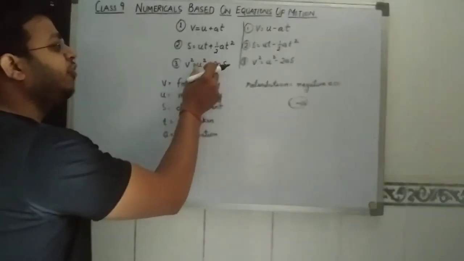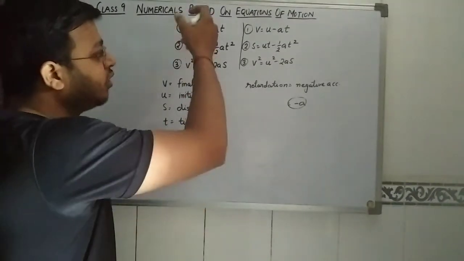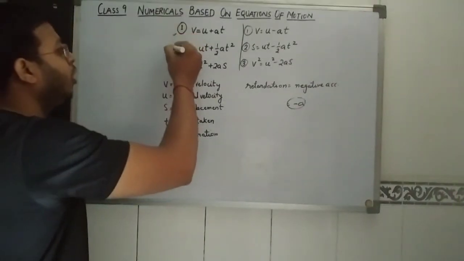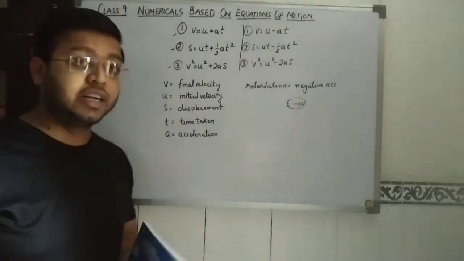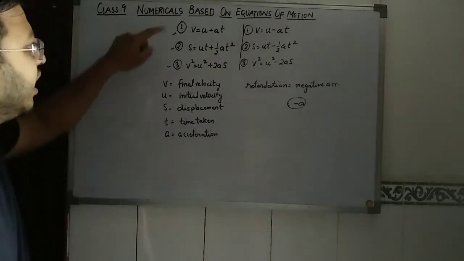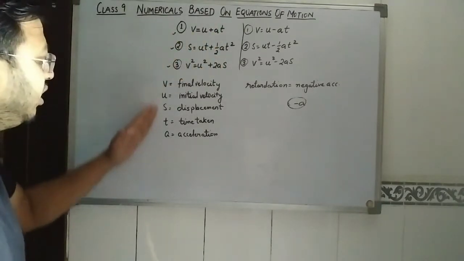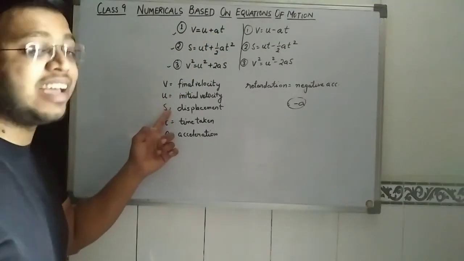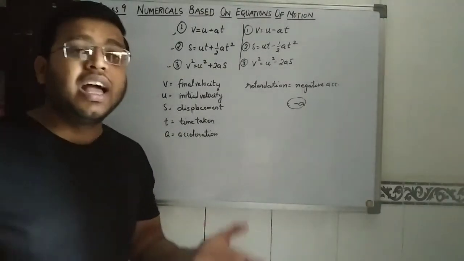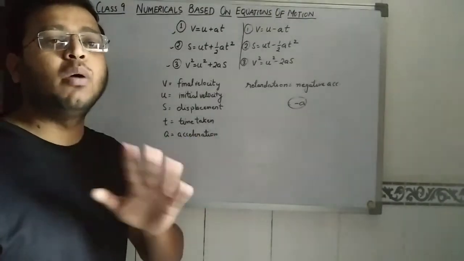So in a numerical, if the question involves retardation, we will apply these three equations. Otherwise we have to apply the other three. Now look at one pattern carefully. If you observe all the three equations, there is a pattern. We have a total of these 5 quantities overall in the equations, and in the first equation we have 4 quantities: V, U, A and T. So among these quantities, which quantity is not present here? That is S. So in the numerical, if displacement is neither asked nor given, we apply equation number 1.